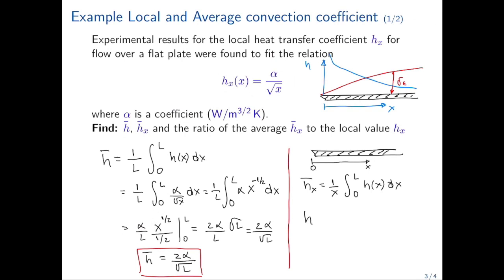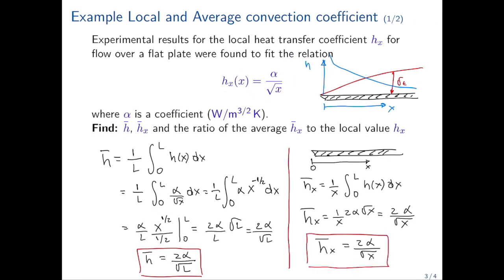So h of x average is equal to 1 over x multiplied by 2 alpha square root of x, otherwise equal to 2 alpha divided by the square root of x. So h bar of x is equal to 2 alpha divided by the square root of x.